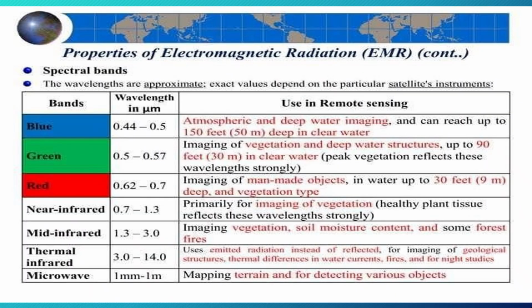This slide explains different spectral bands of the electromagnetic spectrum and their uses in remote sensing. Blue and green bands are useful for water and vegetation studies. The red band helps in identifying vegetation types and man-made features. Near-infrared is mainly used for detecting healthy vegetation. Mid-infrared is useful for soil moisture and forest fire studies. Thermal infrared measures emitted heat energy for temperature-related studies. Microwave bands are used for terrain mapping and object detection, even in cloudy conditions.